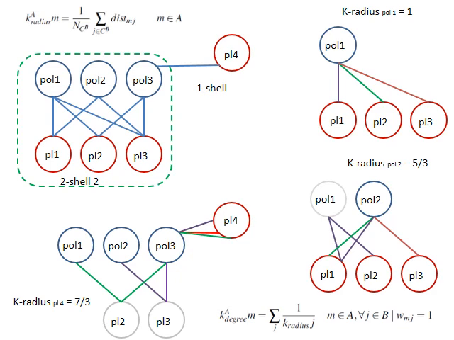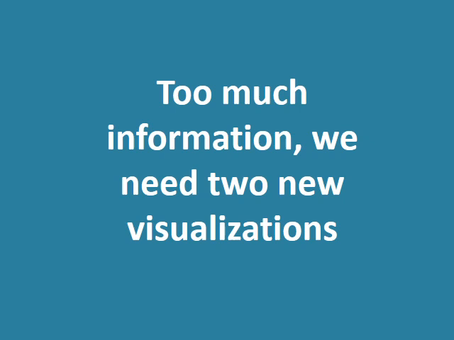We have defined two new magnitudes, K radius and K degree. K radius is the average distance from one node to each of the nodes of the innermost core of the opposite guild. The K degree of one node is the sum of the inverse of K radius of each node linked to it. The higher the number of connections and the closer those nodes are to the innermost core, the higher the K degree. Now we have a bunch of information about the network: shell number, K radius, K degree.